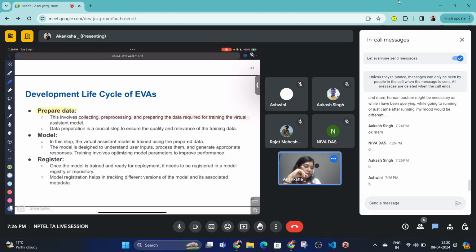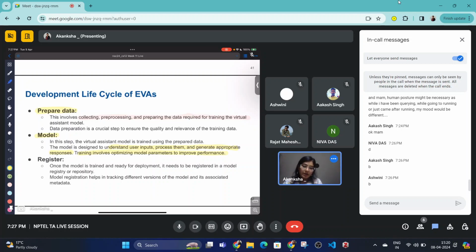Now comes the modeling. We have the data. We are training maybe a deep learning model or maybe a neural network or like that. And it is designed to understand user inputs, process them, and generate appropriate responses. So training involves optimizing model parameters to improve performance.